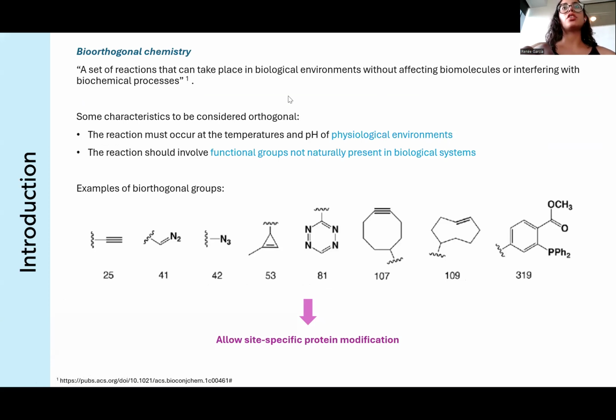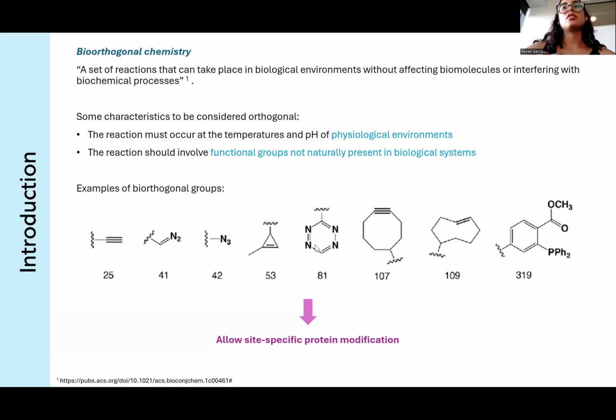As an introduction, we should talk about what bioorthogonal chemistry is, since the authors of this article focus a lot on using this kind of chemistry to modify the nanobodies. Bioorthogonal chemistry is a set of reactions that can take place in biological environments without affecting biomolecules or interfering with biochemical processes. For reactions to be considered orthogonal, they must occur at the temperature and pH of physiological environments, and the reaction should involve functional groups that are not naturally present in biological systems.